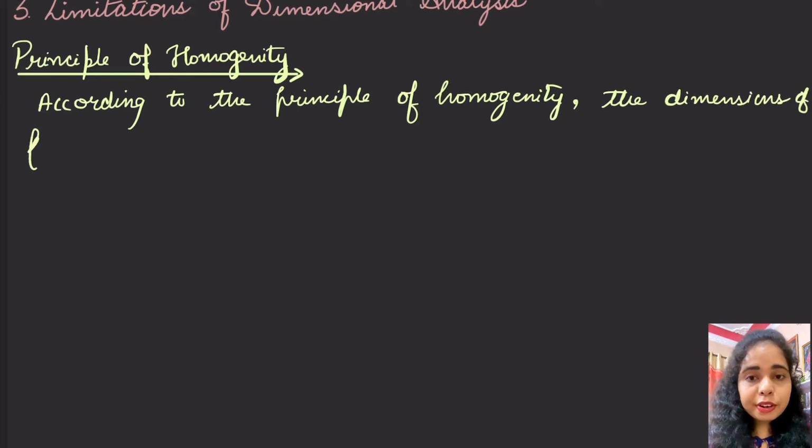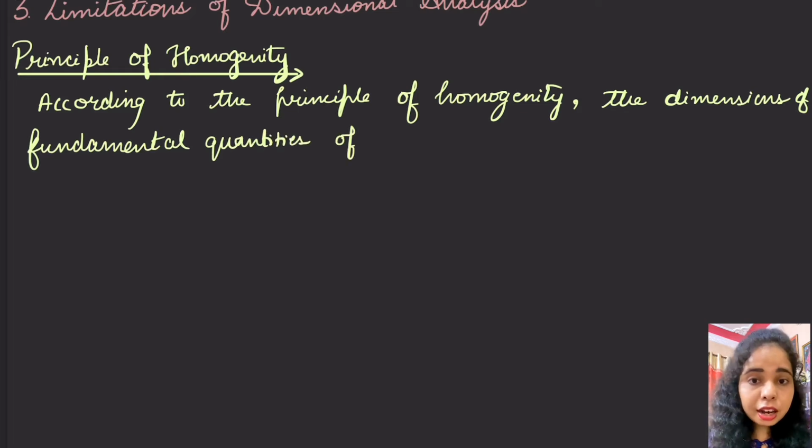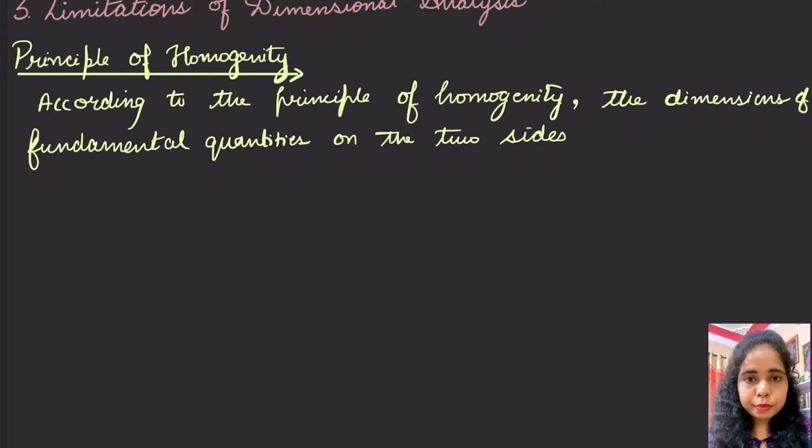So that means, according to the principle of homogeneity, the dimensions of fundamental quantities on the both sides of a physical relation are always same.